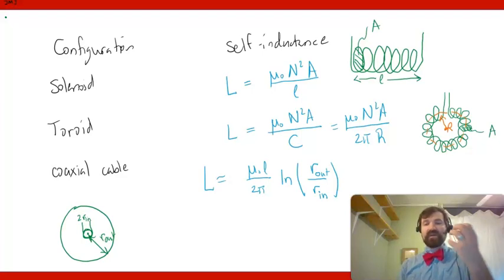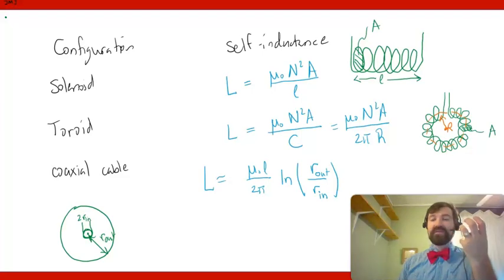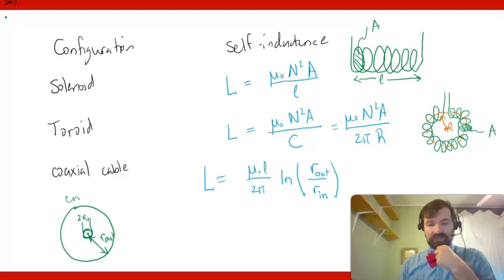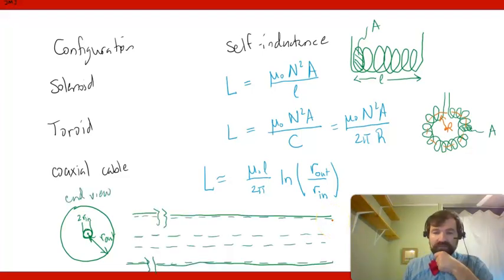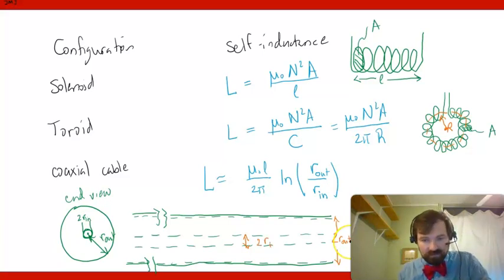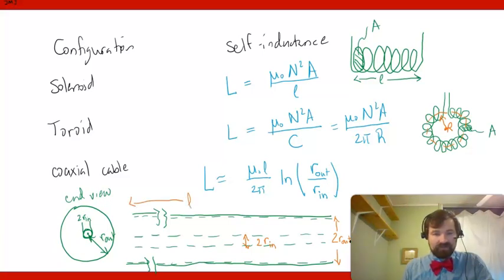Basically you have a wire embedded in an extruded ring, and so this would be the end view. Viewed from the side, again, this would be 2 times the outer radius, and this inner wire right here, the diameter is 2 times the inner radius. So we could call that R in, for inner. And then the wire itself has length little l. So that's your coaxial cable.